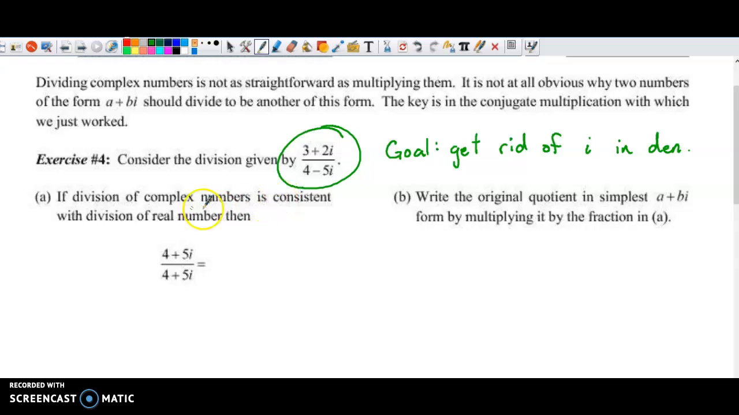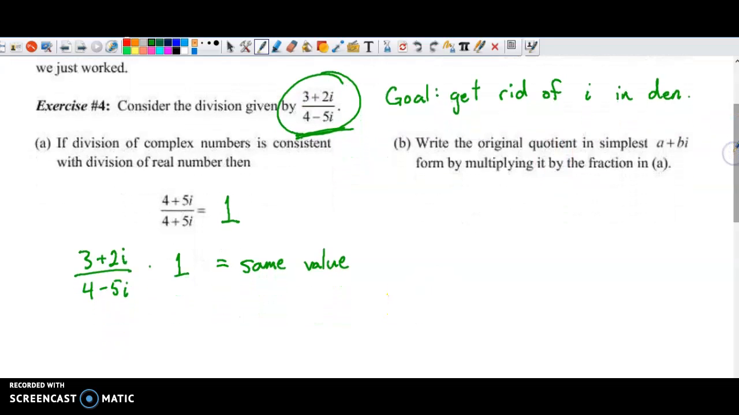So anyway, the thought process is this: if I consider 4 plus 5i over 4 plus 5i, you have the same thing on top and bottom, that's equal to 1. So if I take this problem up here, 3 plus 2i over 4 minus 5i, and multiply it by 1, it's still the same value. It will give me the same value, whatever that value is. And I know it's imaginary, so it's kind of a weird concept.